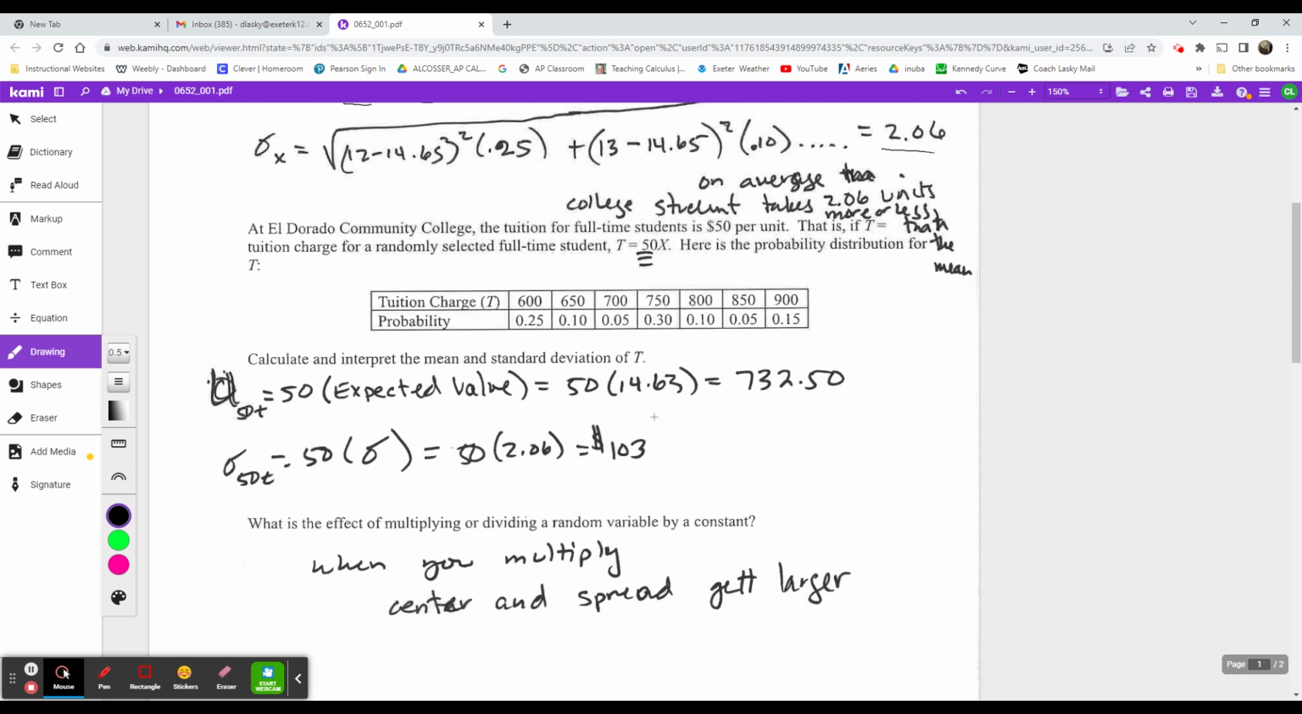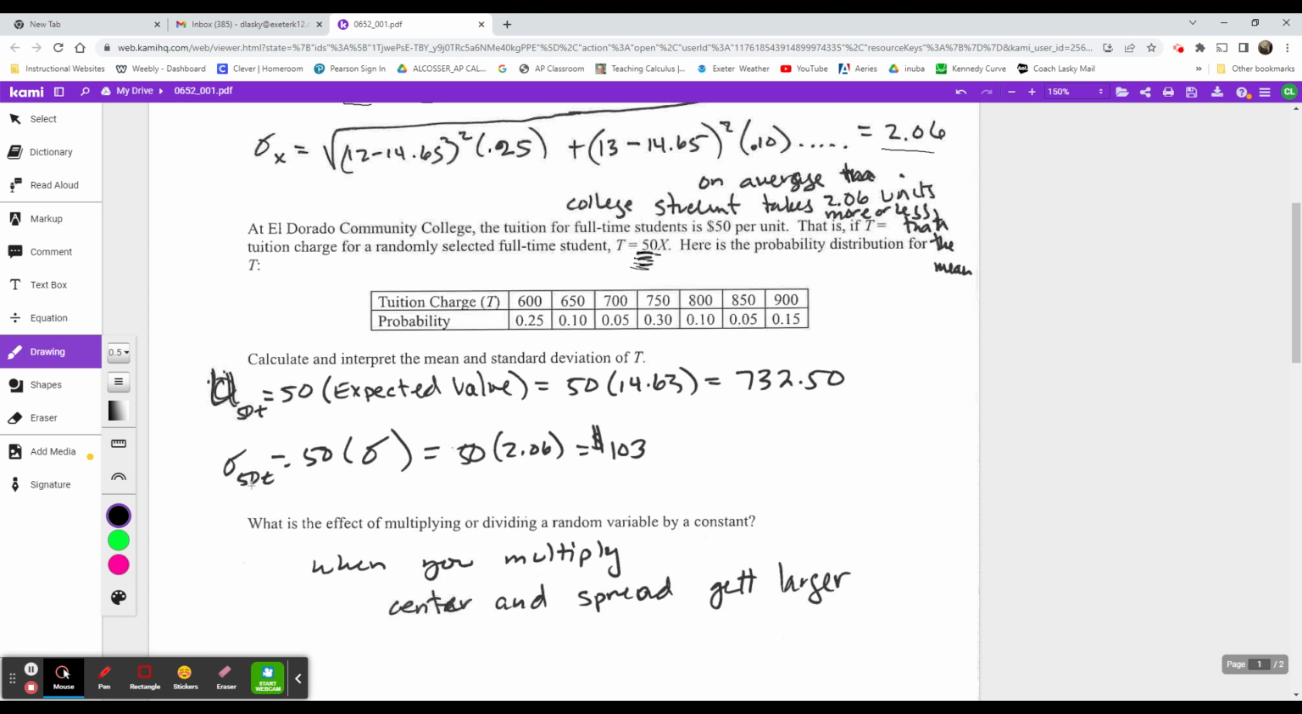Now, we've talked about this before. So we're going to take the value and we're going to say that the number of units is multiplied by 50. And we've done this before. If we multiply the number of units by 50, we're going to increase the expected value or the mean by 50. So we're just multiplying those two to get a new mean of 732.50.